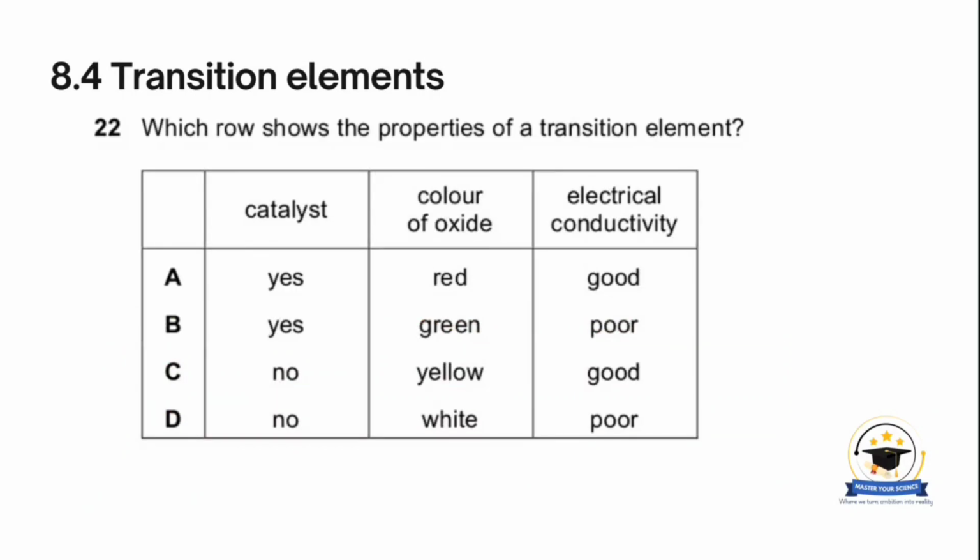Next question says, which row shows the properties of a transition element? So we know that transition elements can act as catalysts, so that eliminates C and D. Transition elements form colored compounds, and transition elements are metals, so they have good electrical conductivity, so that eliminates B, so the correct answer is A.